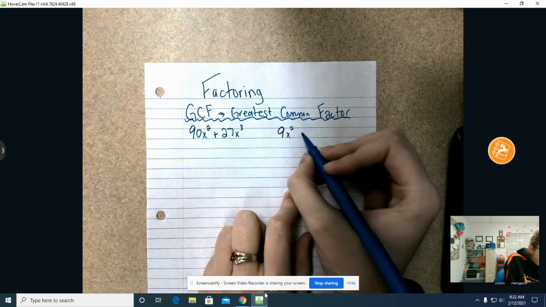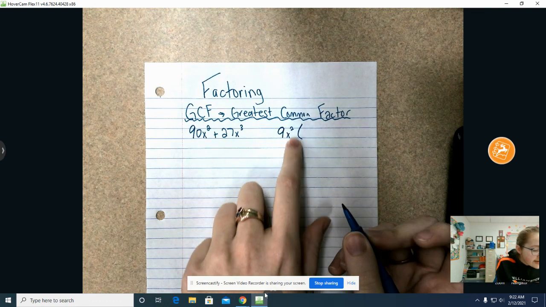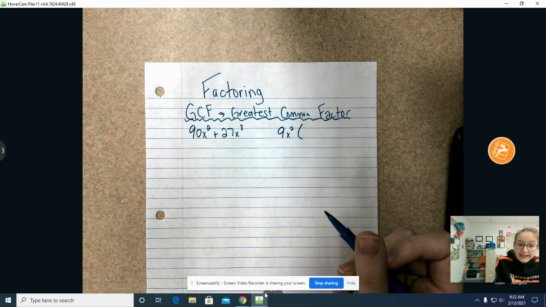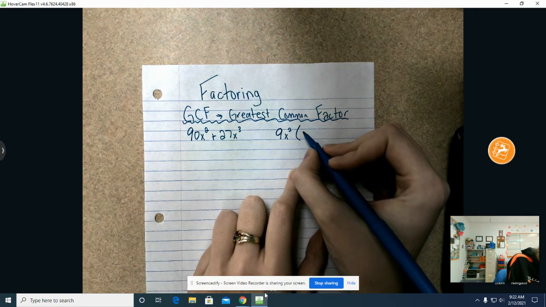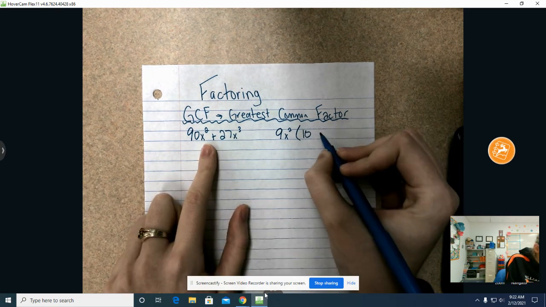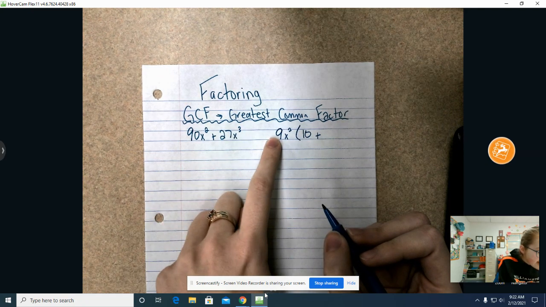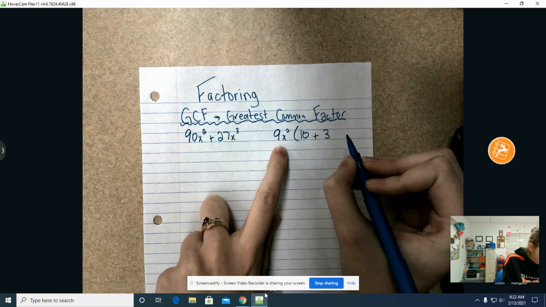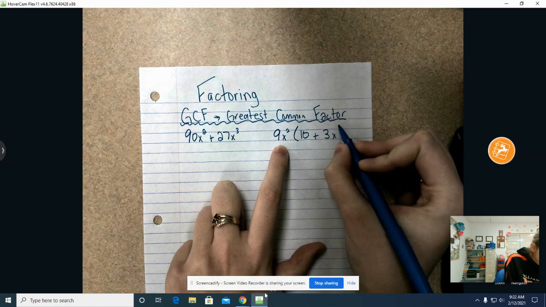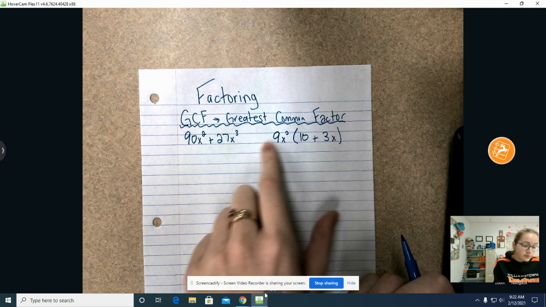When we're doing greatest common factor, we want to know what's also left over. So when I pull out a 9x squared, I can think about that as dividing. So what's 90x squared divided by 9x squared? That's going to leave me with a 10. Move over my plus sign. 27x cubed divided by 9x squared: 27 divided by 9 is 3, and x cubed divided by x squared is going to leave me with x. Okay, so this would be your final answer.